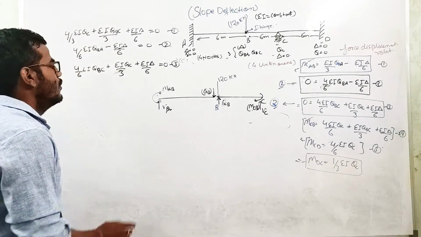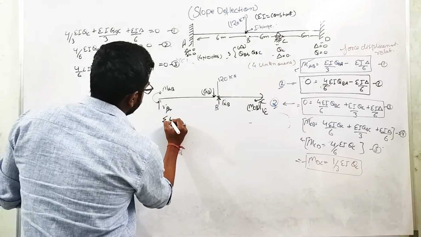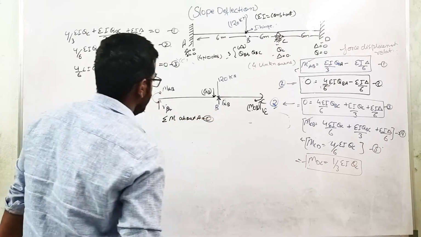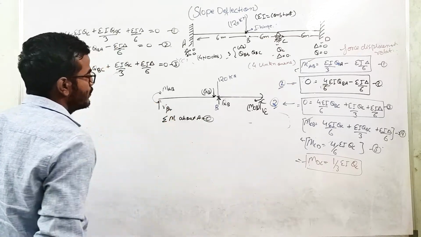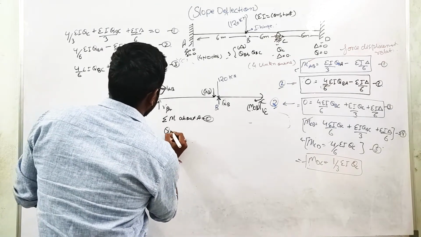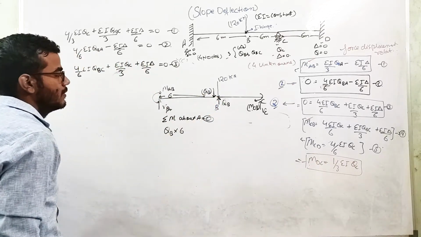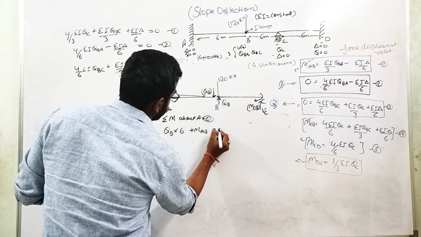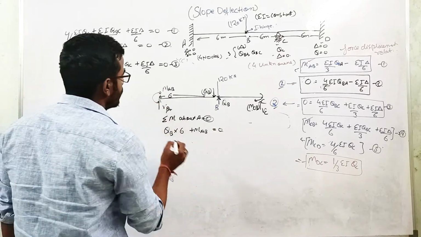So now taking summation M about A equals to 0. Now let us do the equilibrium of the moment. I'm taking the equilibrium about point A, so this beam should be in equilibrium. This distance is basically 6. So I can write QB into 6 due to this load plus MAB equals to 0. Due to VA, there won't be any moment because it is acting at the same point. That's why I took moment about this point A.